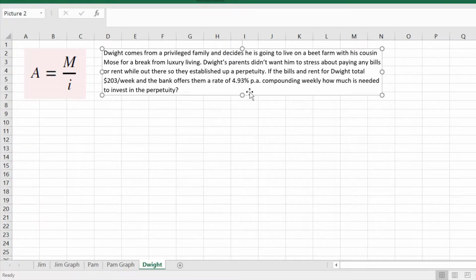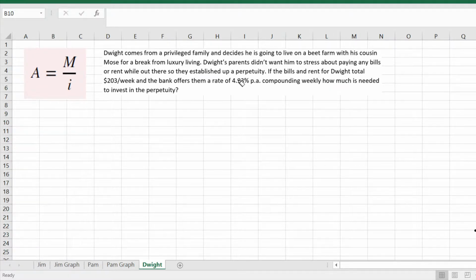Now, the textbook gives you this formula, A equals M over I, where A is the total amount that we originally invest, M is the amount that you need basically to survive per period, and I is that interest rate per period. Now, looking at the information we have from our question, I'll just get out my little highlighter quickly, get a bigger one.